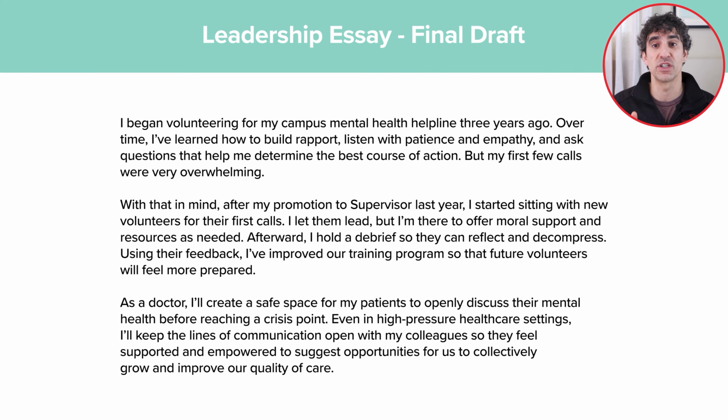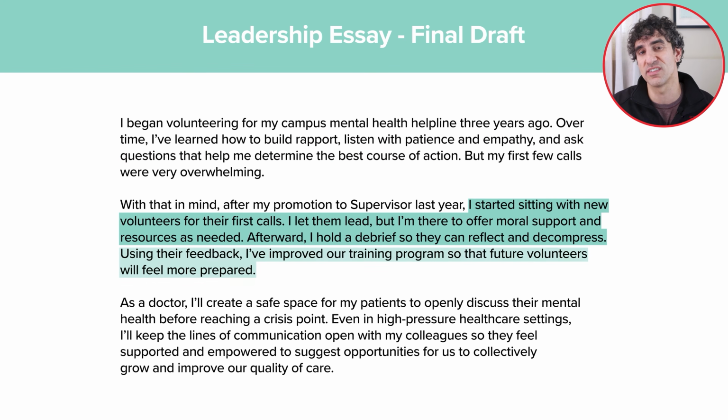In this revised version of the essay, the applicant has given a thorough account of their time working for the campus mental health helpline. Despite the restrictive character limit, they show how they built specific leadership skills through their experiences serving students and training other volunteers. Then they even give examples of the specific actions they took and changes they implemented after stepping into their role as supervisor. In the final paragraph, they look ahead to their future career.